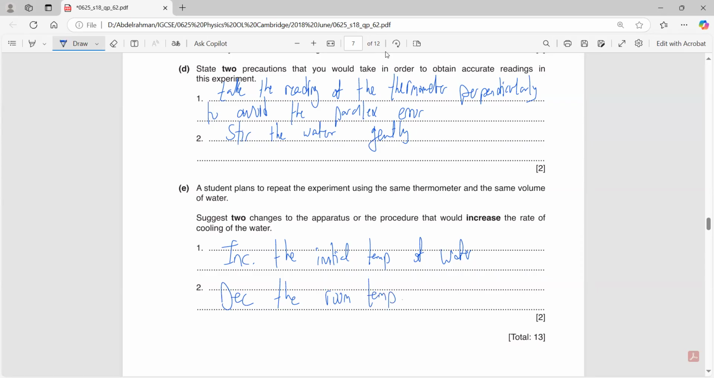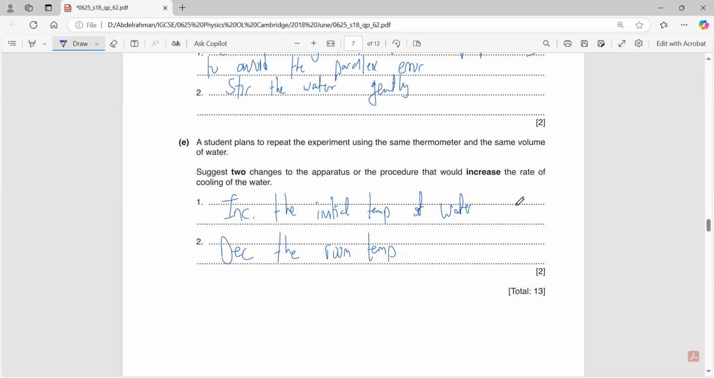You can increase, for example, the surface area of the beaker. You can get a new beaker with a larger surface area, which would increase the rate of cooling of water. Okay.